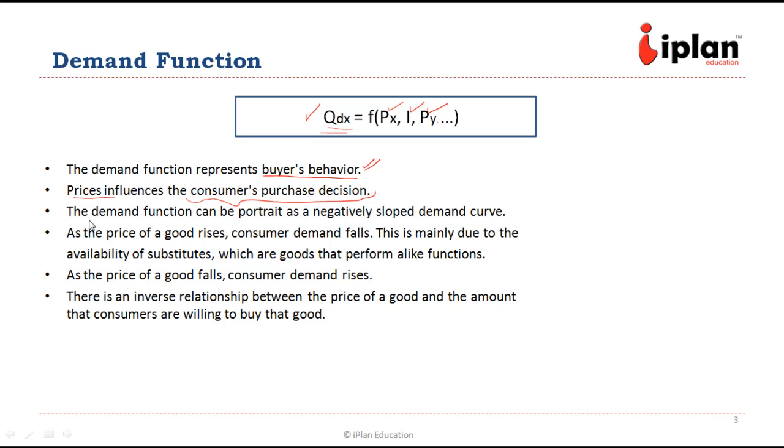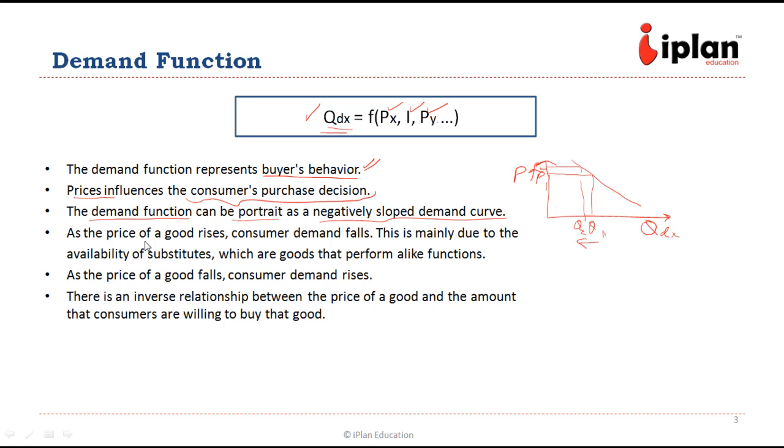So accordingly, the demand function can be portrayed as a negatively sloped demand curve, which will have quantity demanded on the x-axis and the price on the y-axis. We can see it is a downward sloping curve. For a lower price, the quantity is say Q1. So if you increase the price further, the quantity will come down. If price moves from P1 to P2, the quantity moves from Q1 to Q2. This is a negatively sloped curve, representing an inverse relationship between price and the quantity.